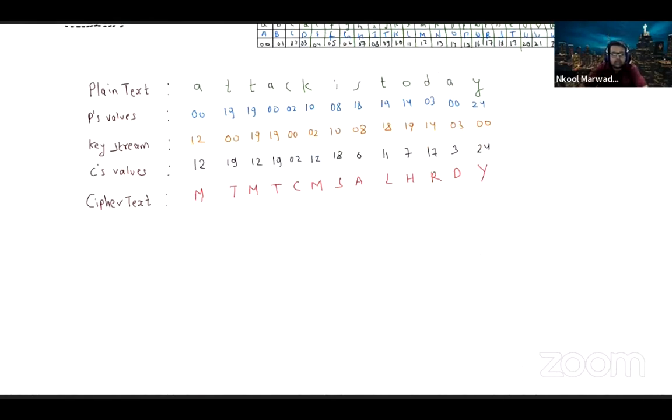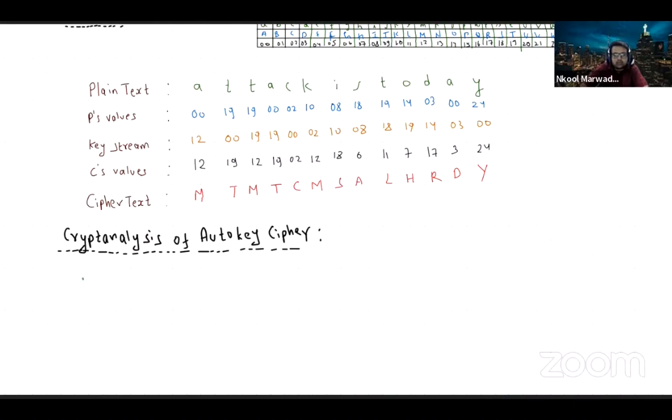Let us try to do the cryptanalysis of the autokey cipher to get more clarity on this. So it is evident from what we have just seen that the autokey cipher hides the single letter frequency statistics of the plain text.